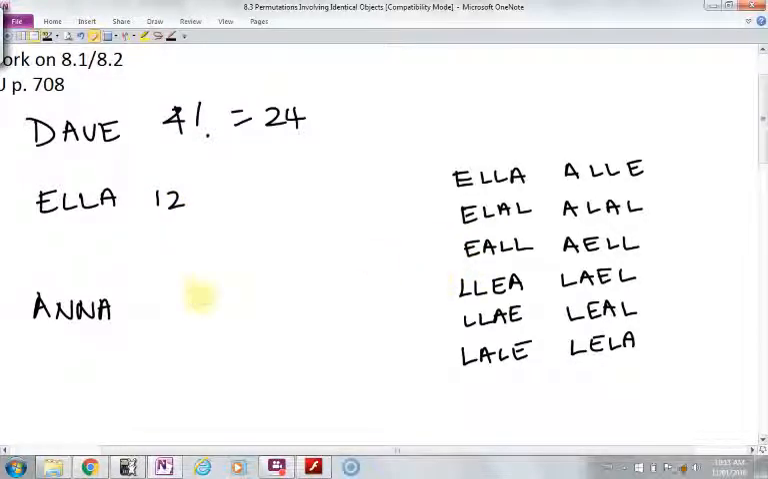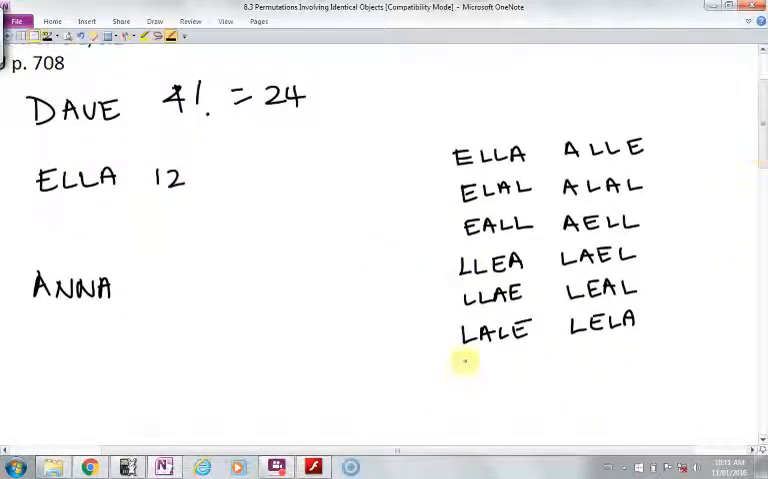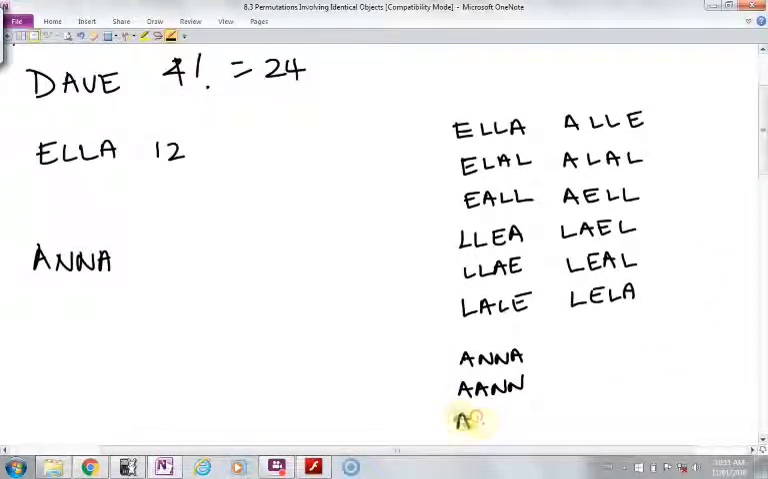Okay, so let's list Anna and see if we can see that pattern with Anna. So obviously we can write it like that, or we can write it like this, or we could write it like that. So that's all the ways that I can do it with A first, and then I can do it again with the N first. So 6 different ways for Anna.